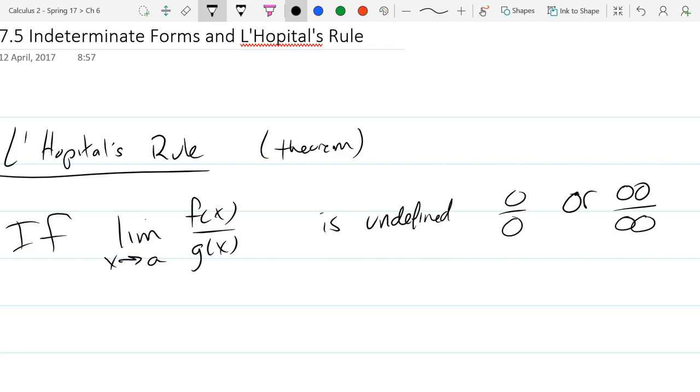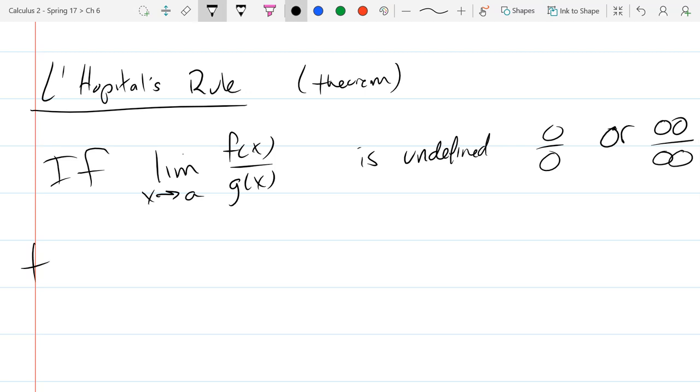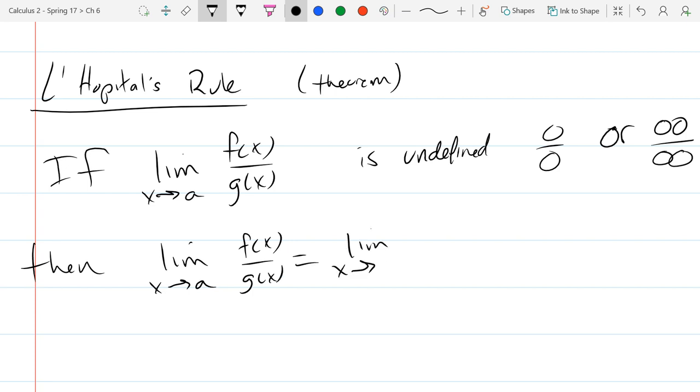And that's what this is for. So if the limit of g of x as x approaches a is 0, and the limit of f of x as x approaches a is also 0. So if you take your limit and get 0 over 0 or infinity over infinity, you can use L'Hopital's rule. So if this is undefined, then the limit as x approaches a of f(x) over g(x) is equal to the limit as x approaches a of f prime of x over g prime of x. And that's the end of the theorem.